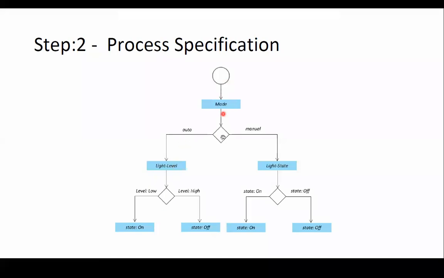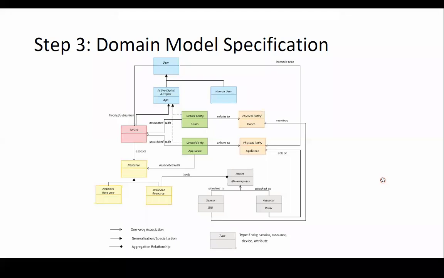This is one mode, and the second mode is manual mode. In manual mode, the light state is checked. If it is on, then keep it on. If it is off, then it will stay off. So these are two processes, the auto process and the manual process. In the auto process, the light level will be checked, and in the manual process, the light state will be checked. So this is step number two of the home automation case study.